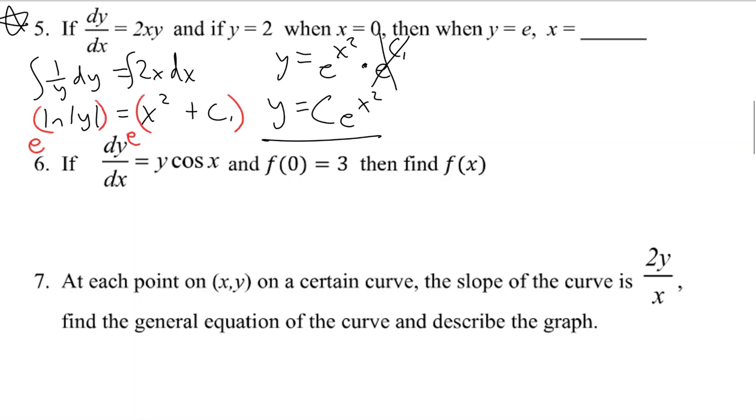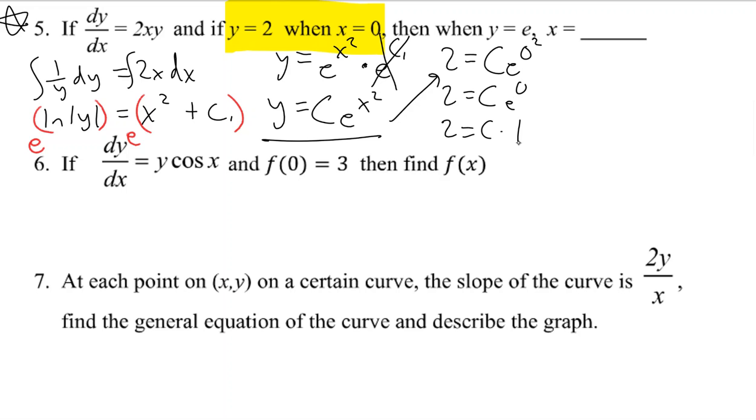Okay, but then they gave me some information to get the particular solution. It says when x is 0, y is 2. So when x is 0, y is 2, and that's going to allow me to solve for that unknown constant. Let's see, 0 squared would be 0. Anything to the 0 power is 1. So it looks like c should be 2. Plug that back in, and you now have the particular solution, the solution that goes through (0, 2).